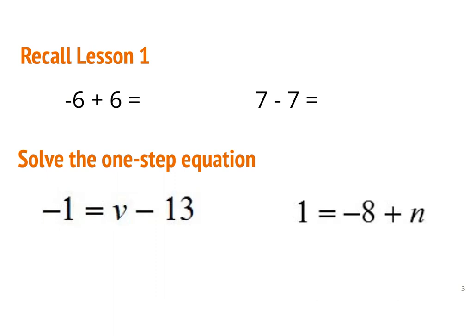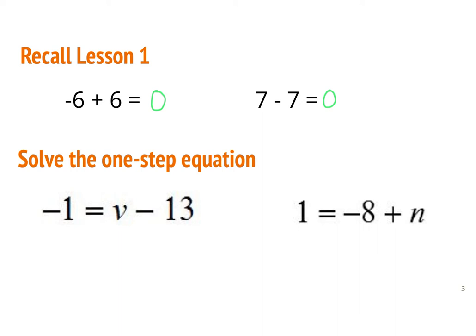Now that we have some basic guidelines, we want to recall lesson 1, integer operations. So what happens when we have -6 plus 6? Well, this gives me 0, and basically they cancel each other out. And when I do 7 minus 7, this is also 0. So this is an important concept that will show up in just a moment. Now we are ready to solve the one-step equation.